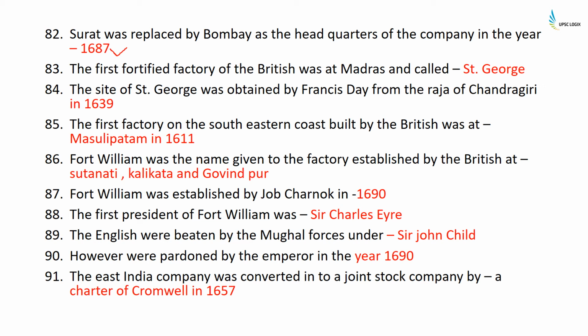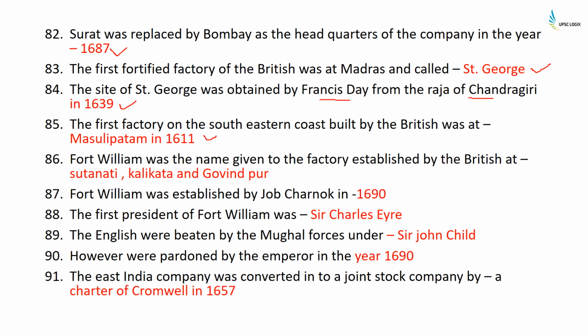The first fortified factory of the British was at Madras and was called St. George. The site of St. George was obtained by Francis Day from the Raja of Chandragiri in 1639. The first factory on the southeastern coast built by the British was at Masulipatnam in 1611.